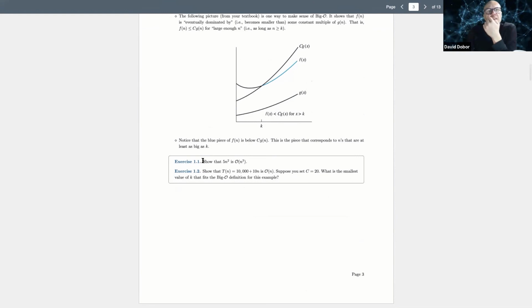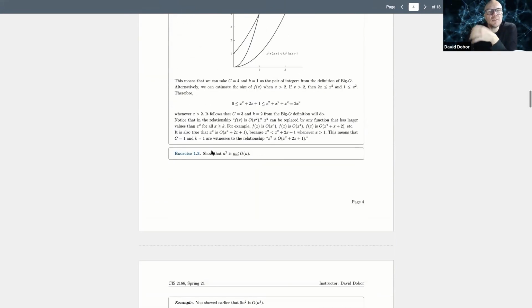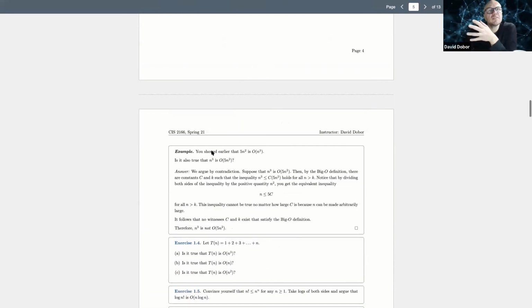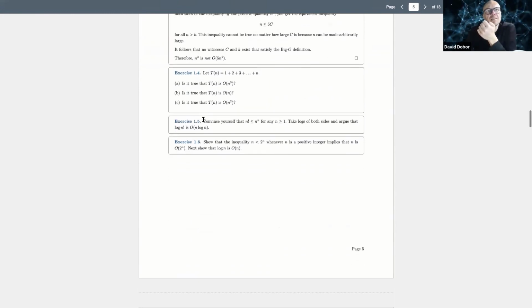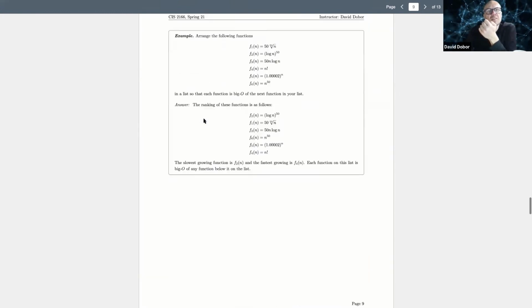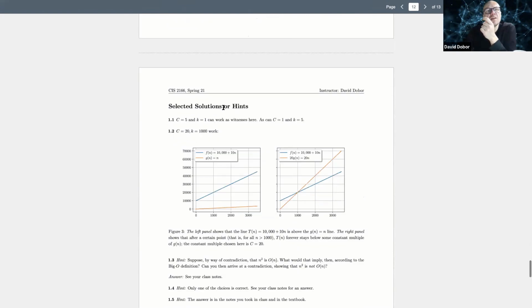Here are a couple of exercises. As you go through this, much of it already makes sense to you. Others you have to work through. You have a bunch of exercises, and you have solutions to those exercises at the very end. So when you get all the way to the end, you have more exercises in section 2, and then you have selected hints or solutions to those exercises.